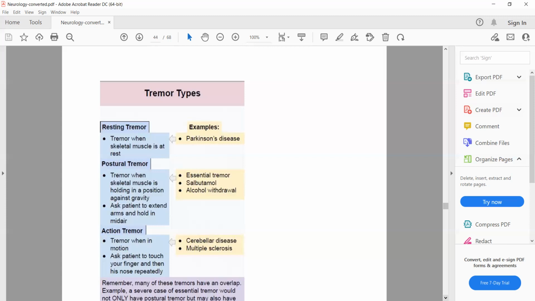side effect of beta agonists such as salbutamol. They can also cause postural tremors, and alcohol withdrawal can also cause postural tremors. Plus, thyrotoxicosis can cause postural tremor as well, and chronic liver disease can also cause postural tremors. So, for PLAB 1, resting tremors are caused by Parkinson disease.